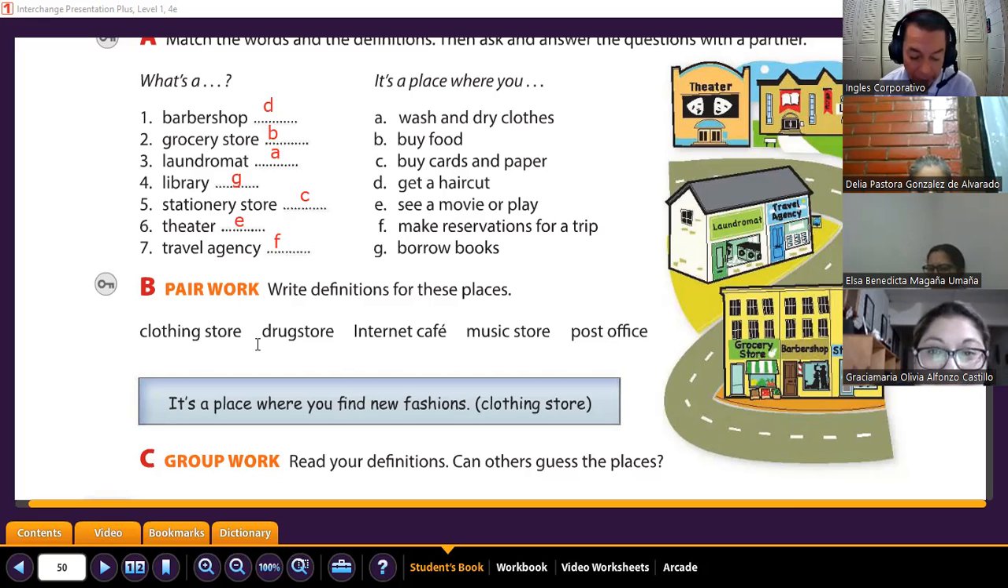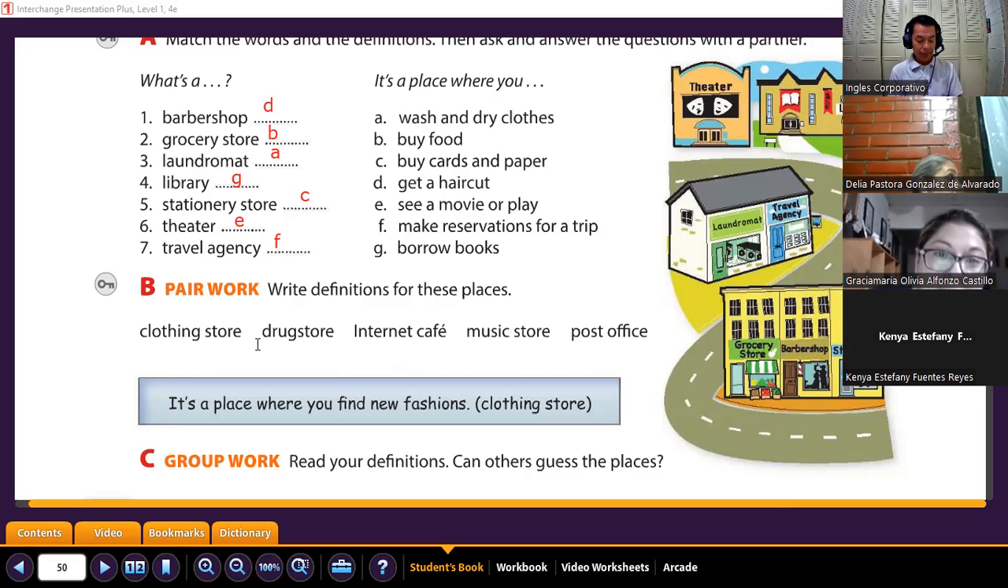I will give the names. Kenya. Okay, Kenya, very good. Kenya, what's a laundromat? It's a place where you wash and dry clothes.